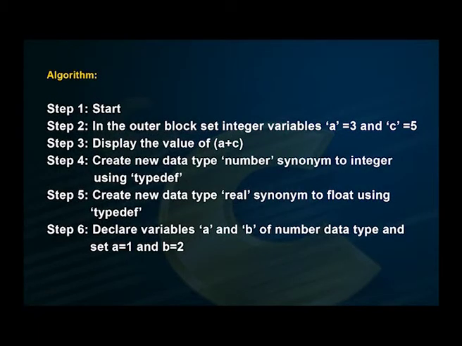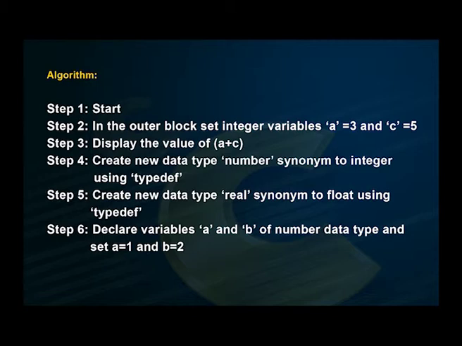Step 1, start. Step 2, in the outer block set integer variables a equal to 3 and c equal to 5. Step 3, display the value of a plus c. Step 4, create new data type number synonym to integer using typedef. Step 5, create new data type real synonym to float using typedef.